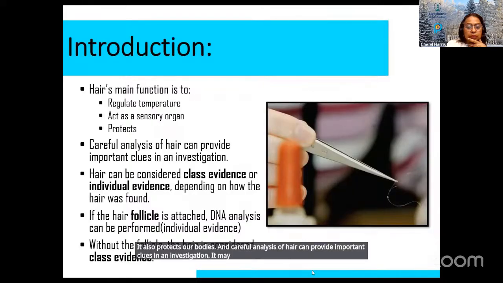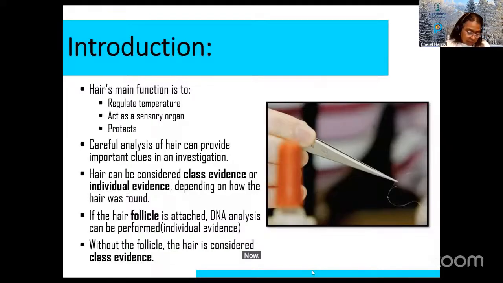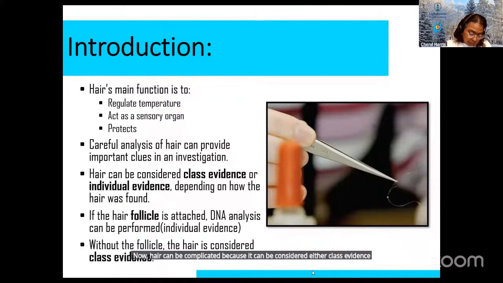It may not be able to solve the case, but it can help investigators get leads by providing these clues. Now, hair can be complicated because it can be considered either class evidence or individual evidence, depending on how it's found at the crime scene. So let me go back and review with you from Unit 1.